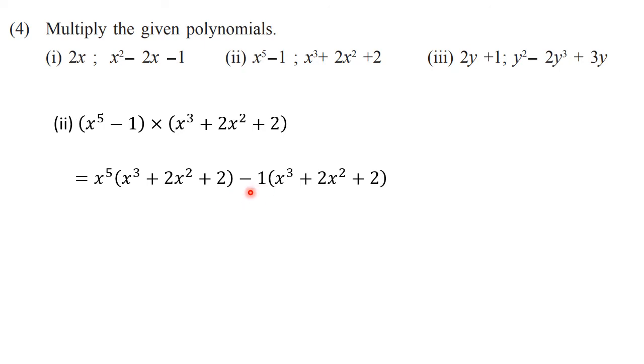Now here minus 1 is there. You know that when we multiply any number by 1, the answer is going to be that term itself. So here you can simply write down these terms as it is, but this minus sign is going to change the sign of each and every term. So when you open the bracket, it will become minus x cube, minus 2x square, and minus 2. It's like this. See, x raised to 5 into x cube is x raised to 8, x raised to 5 into 2x square is 2x raised to 7, then 2x raised to 5, then minus x cube, minus 2x square, and minus 2.